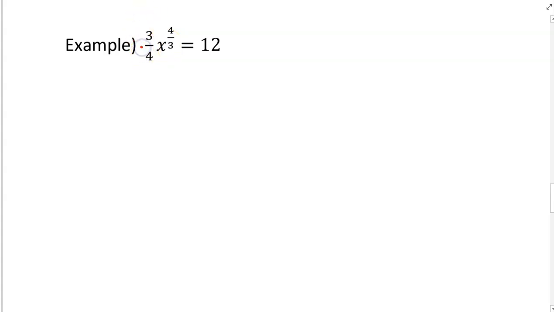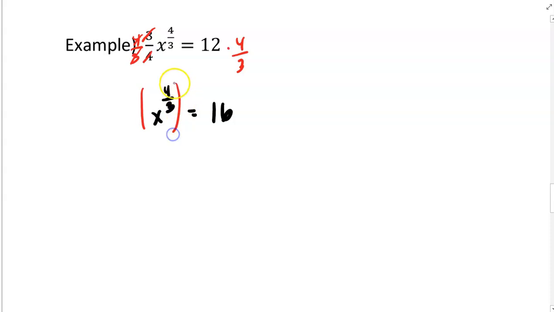So I'm going to cancel this fraction by multiplying by the reciprocal. So we'll cancel our coefficient on the left-hand side. So we have x to the power of 4/3, and we have 12 times 4/3. I like to divide first. 12 divided by 3, that's 4. 4 times 4, 16. Don't be scared of the fractions.